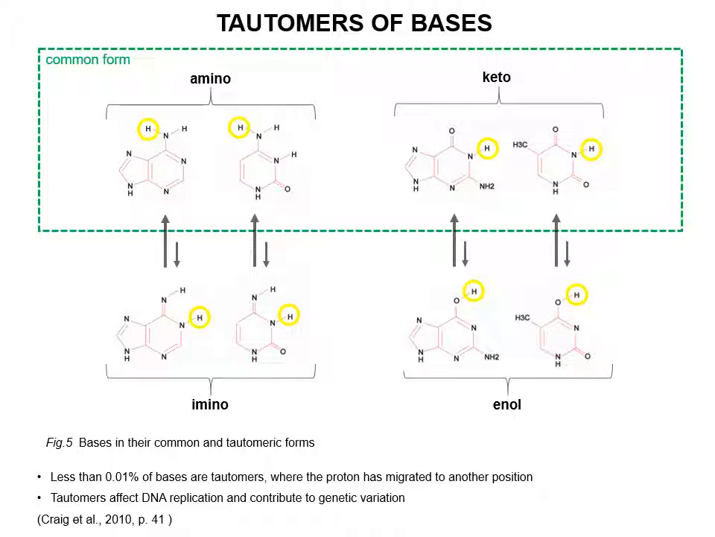Only less than 0.01% of nucleotides will be in their tautomeric form because reactions that require cofactors such as NAD are unfavorable. Proton displacement changes the conformation that the bases adopt and leads to errors during DNA replication, which consequently contributes to genetic variation.